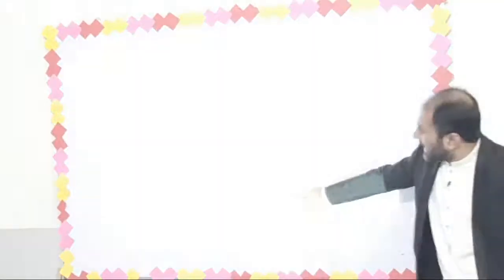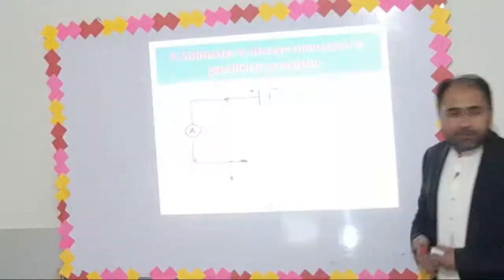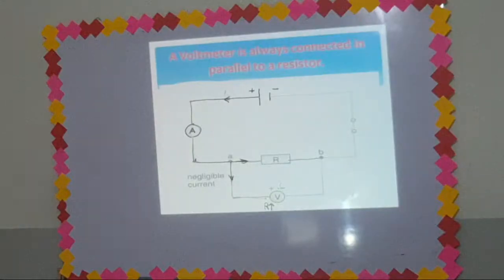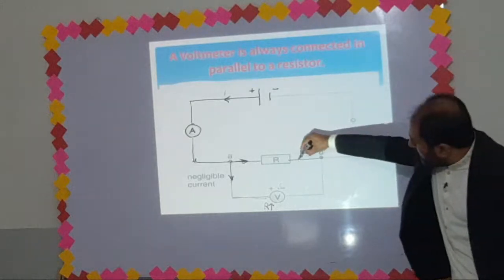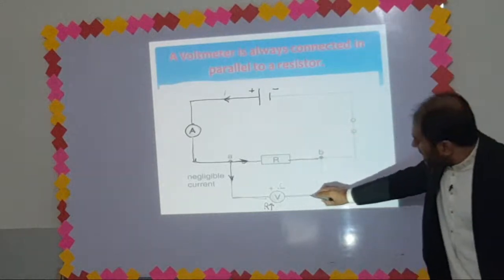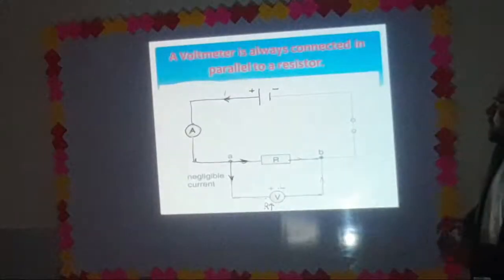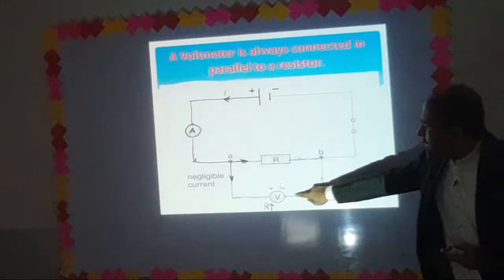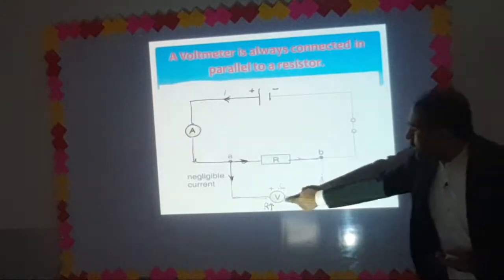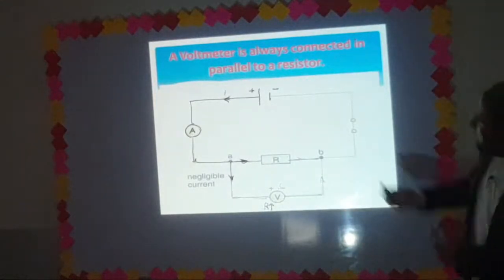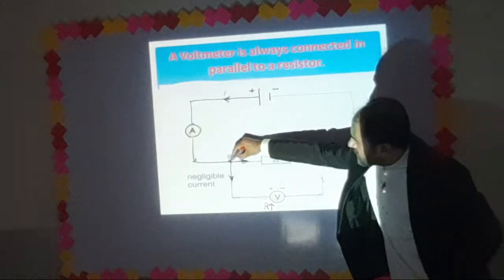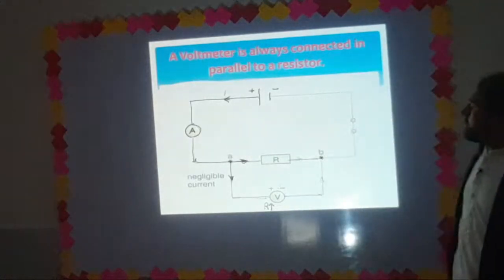The voltmeter has been connected in parallel. Parallel means the current is passing through this path and through this path. Through this path, the minimum current will flow through the voltmeter. And the voltmeter will be able to measure the potential difference between these 2 points.